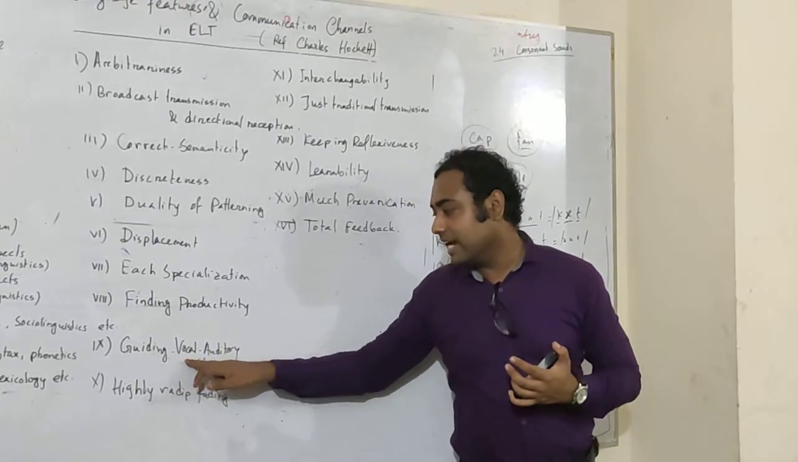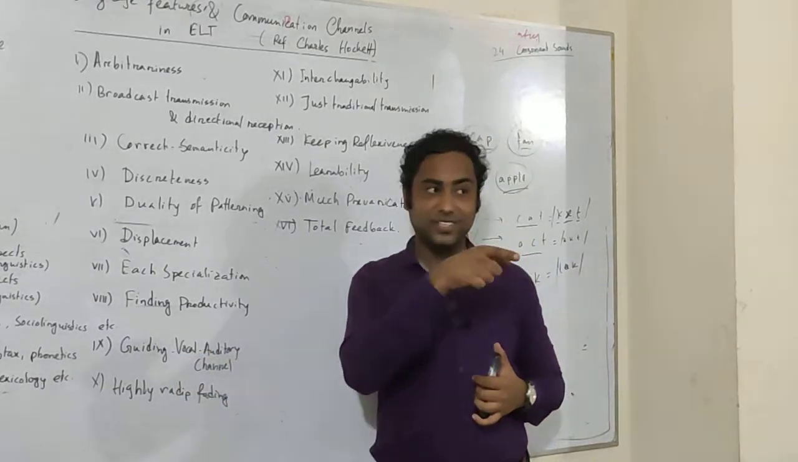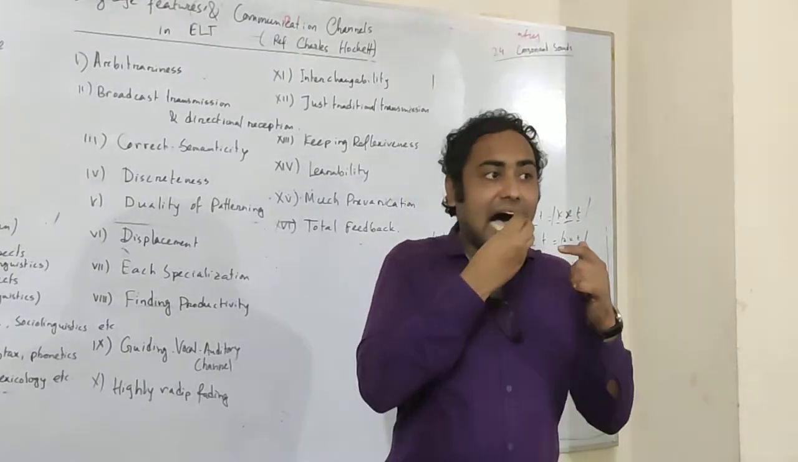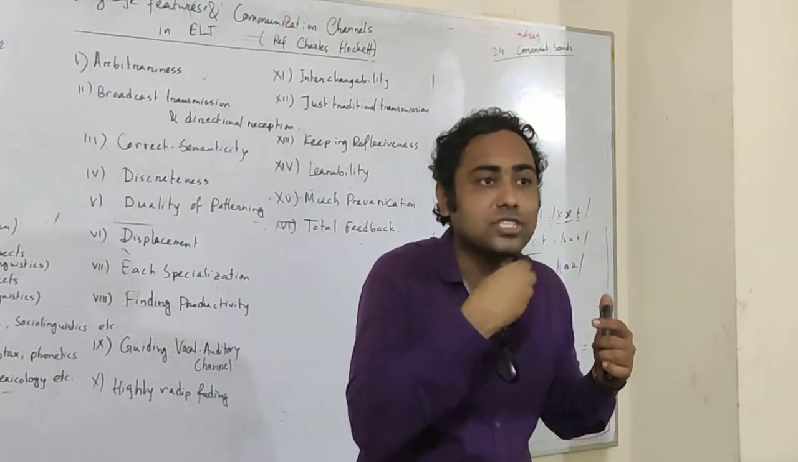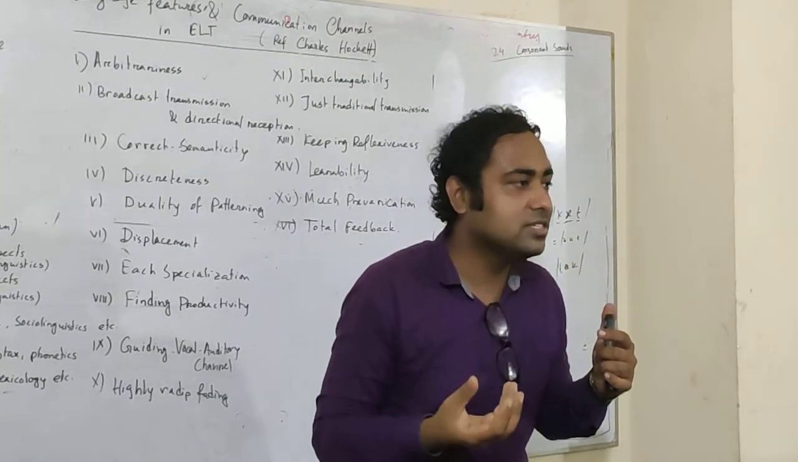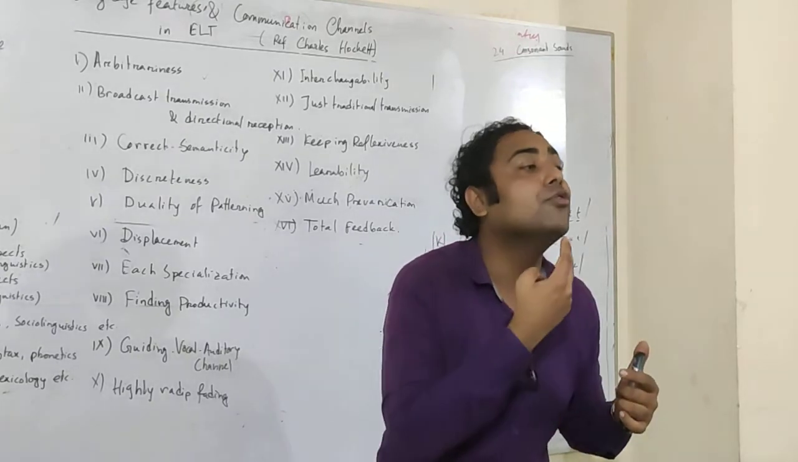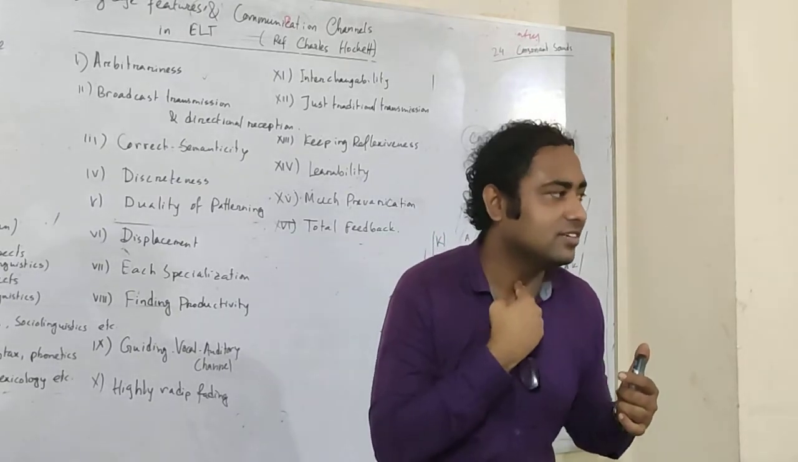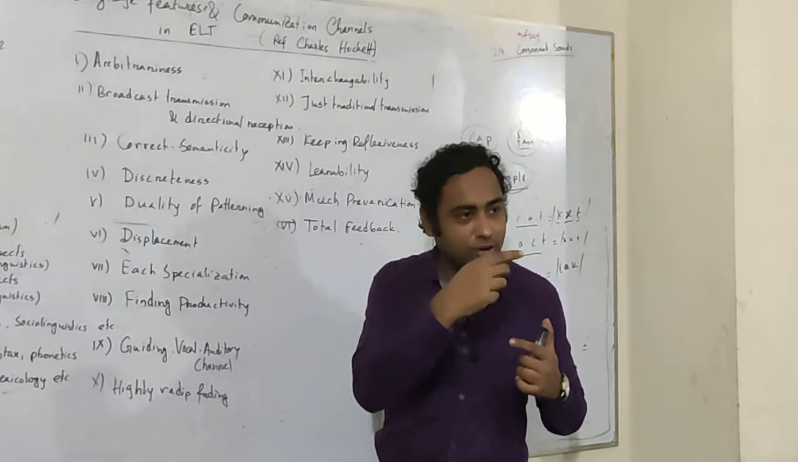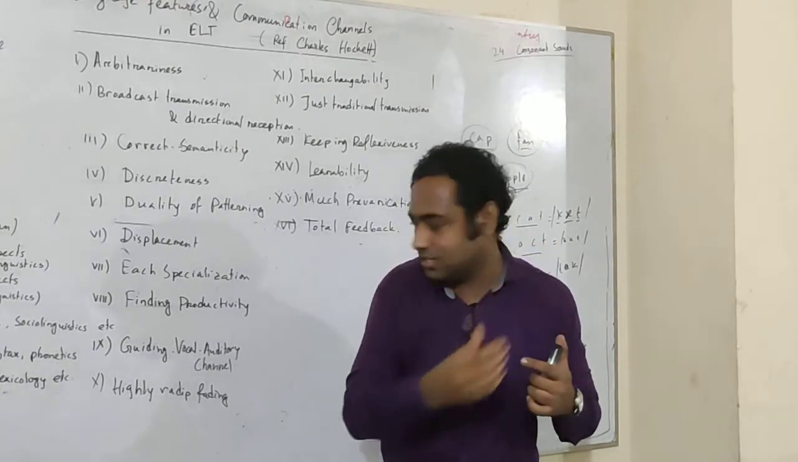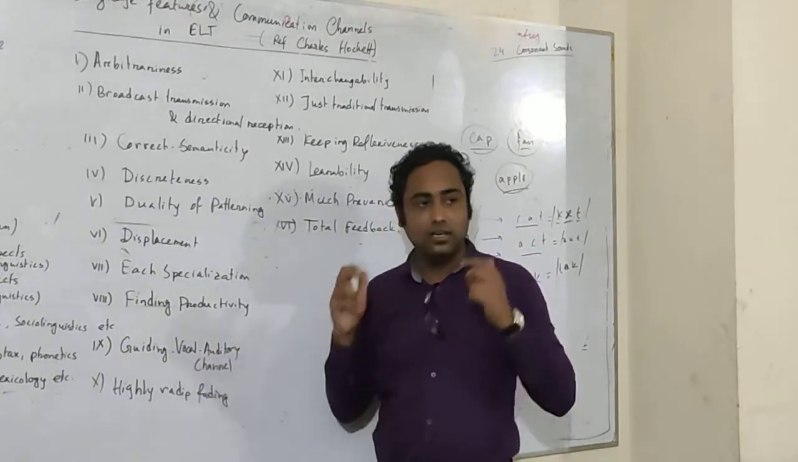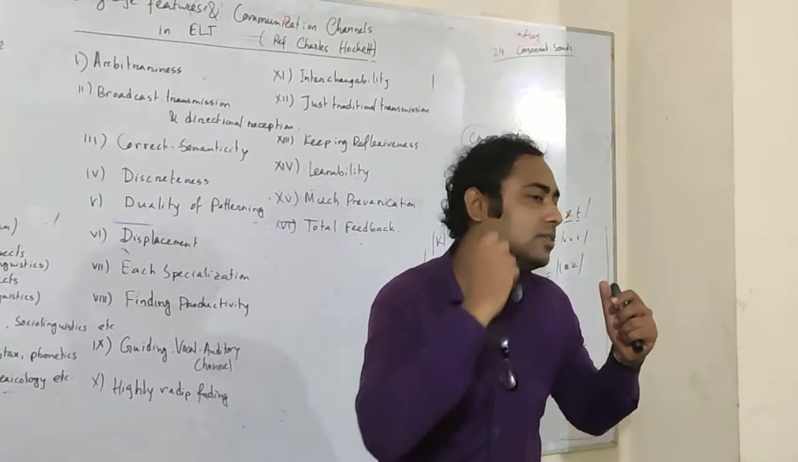Next one is the vocal-auditory channel. You see, in the first session, I started talking but no sound. So language is not possible without vocal cord. Without vocal cord, without sound, language is not possible to be created. So vocal-auditory channel: at first vocal, then you have to listen.